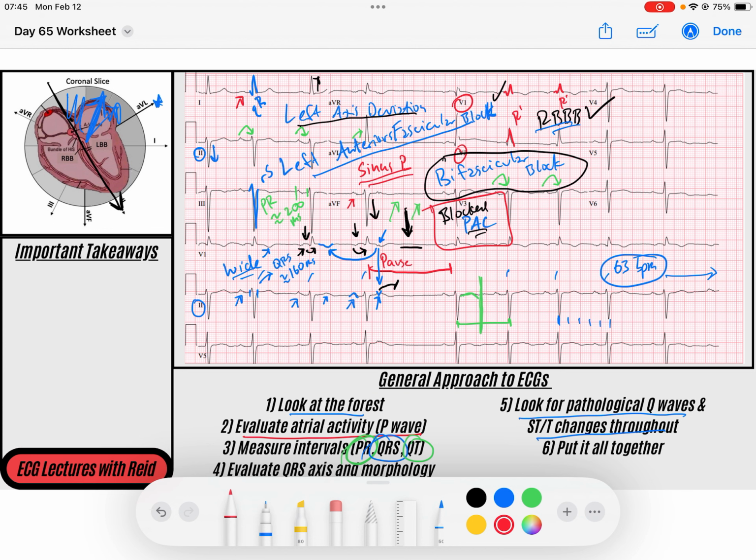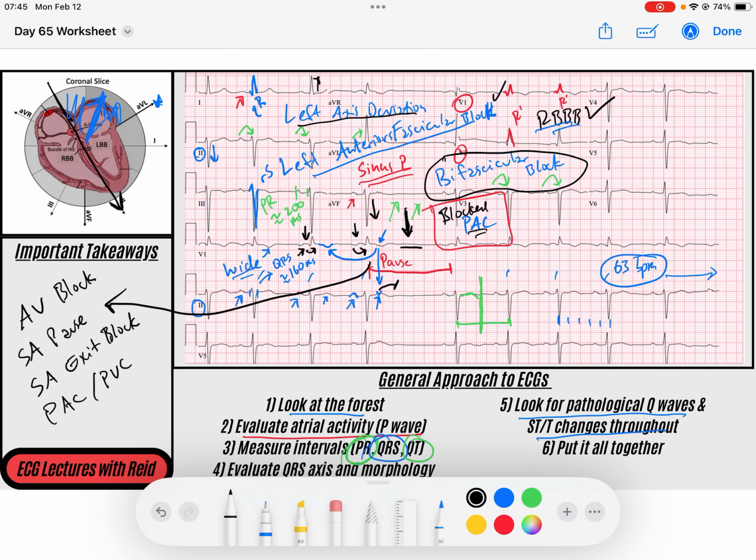And so a couple of things I want you to recognize in this video today is when you have a pause like this, to go ahead and develop a differential diagnosis, right? So pause differentials, just a few things that come to my mind. We could have AV block, we could have a sinus node pause, we could have a sinus node exit block, right? We could have premature atrial contraction or premature ventricular contraction, which causes a type of compensatory pause, and there's more, right? What I want to get at is that you should think through these things so that you can have a framework of approaching the pause.